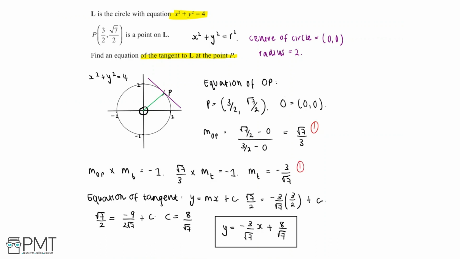And finally, the third mark is for substituting point P into the formula y equals mx plus c in order to find the value of c and to get a final answer of the equation of the tangent to L at point P, which is y equals minus 3 over root 7 x plus 8 over root 7, allowing us to get the third and final mark needed to get full marks for this question.